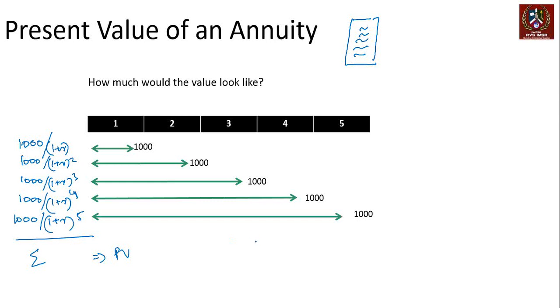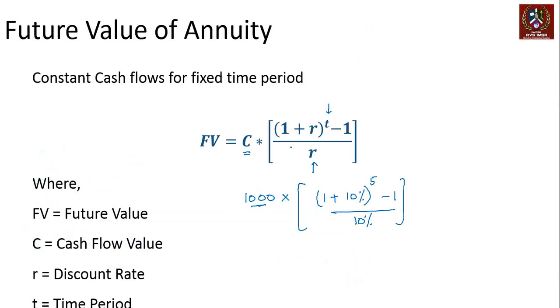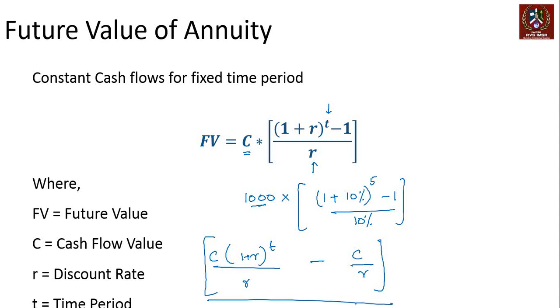Now, note something carefully. We have already seen that present value is equal to future value divided by 1 plus R to the power T, right? So in our future value formula, if you divide by 1 plus R to the power T, this is our future value formula. Open up the formula, that's C into 1 plus R to the power T by R minus C by R. Now divide this entire thing by 1 plus R to the power T to get the present value, right? The numerator was the future value. I divide by 1 plus R to the power T to get the present value. That's what we have learned already.